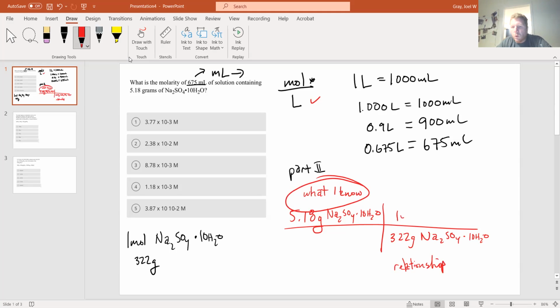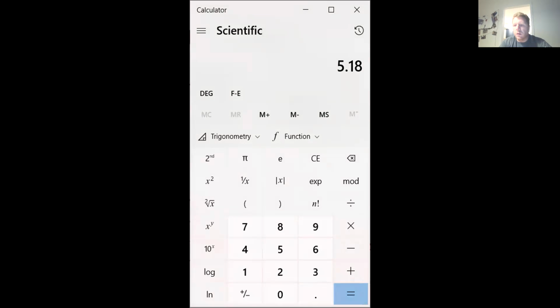Okay, that's 1 mole Na2SO4·10H2O. So 5.18, what this ultimately is, is 5.18 divided by 322. So I'm going to switch my share to my calculator. 5.18 divided by 322 equals 0.16.